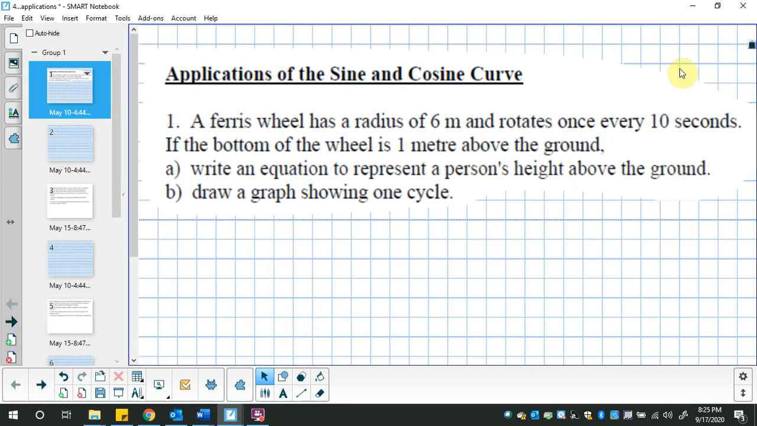Time for your applications or your word problems. I'm pretty sure this is going to take me, with all my pauses and stuff, probably an hour and a half to pull this off.